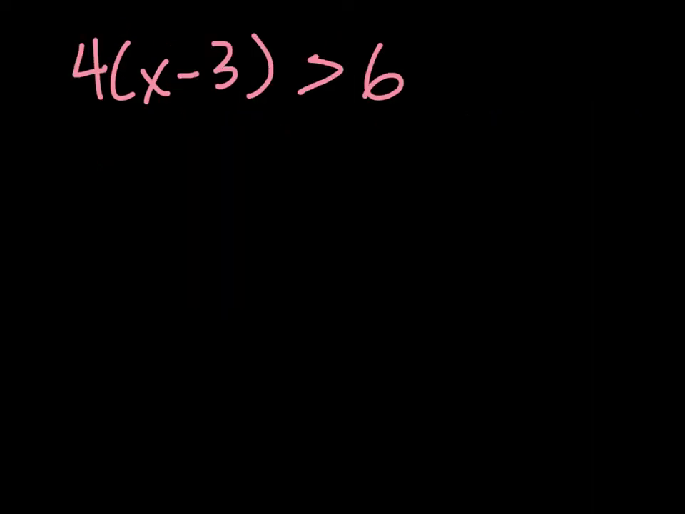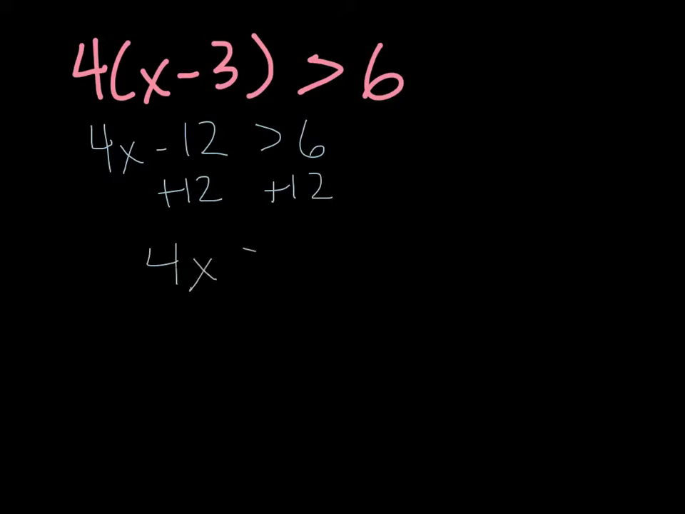Okay, let's look at another example, an inequality. So 4x minus 12 is greater than 6. Add 12 to both sides. 4x is greater than 18. Divide both sides by 4. And x is greater than 4.5.